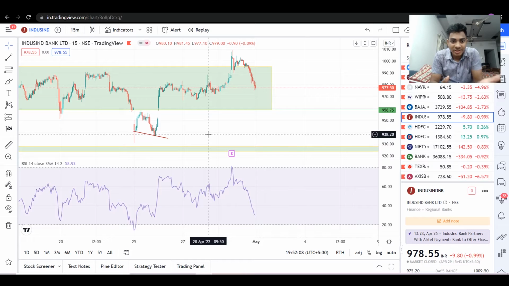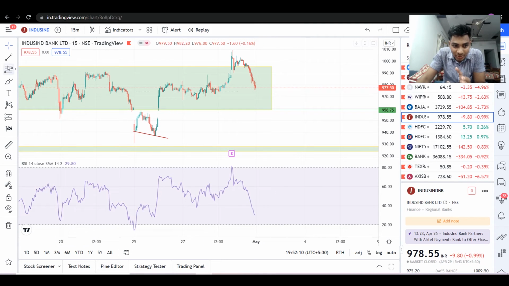Alright, so the chart shown here is of IndusInd Bank. Now if you just look at IndusInd Bank on 25th April 2022 at 9:15, the price was 940. So on the right side you can see that the price around this range was 940, right? And what is the RSI value over here? So the RSI value over here is 14, right?